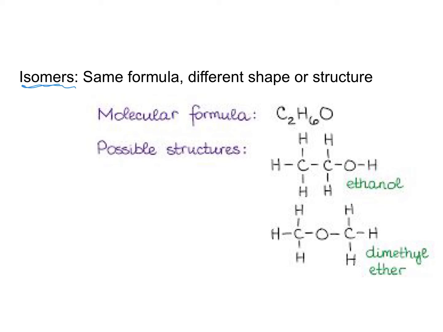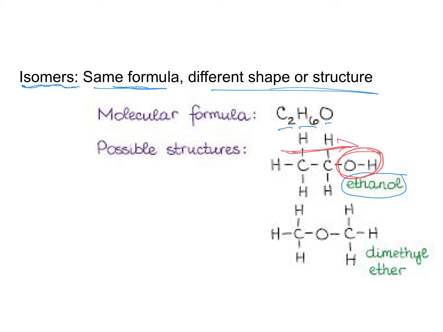Isomers. So isomers are molecules that have the same formula but different shape or structure. Let's take the molecular formula of C2H6O. Typically we think of that as ethanol, which is the alcohol people drink. You'll notice that there is an OH group right here, which tells you that the polarity of this molecule is in this direction over here, which means this end of the molecule is going to become more negative, and this end is going to be slightly more positive.